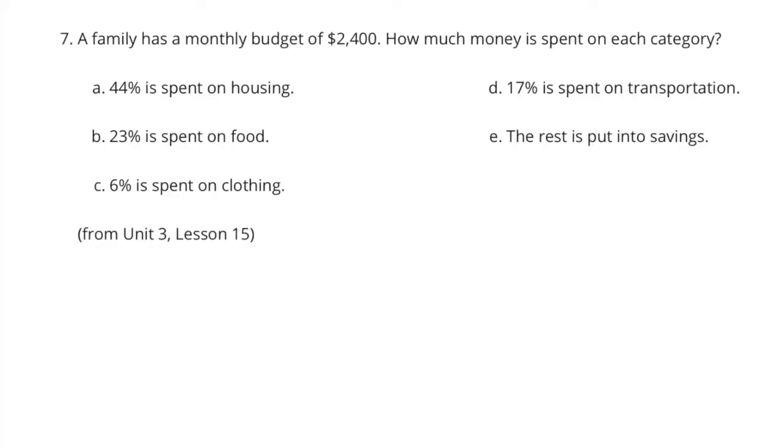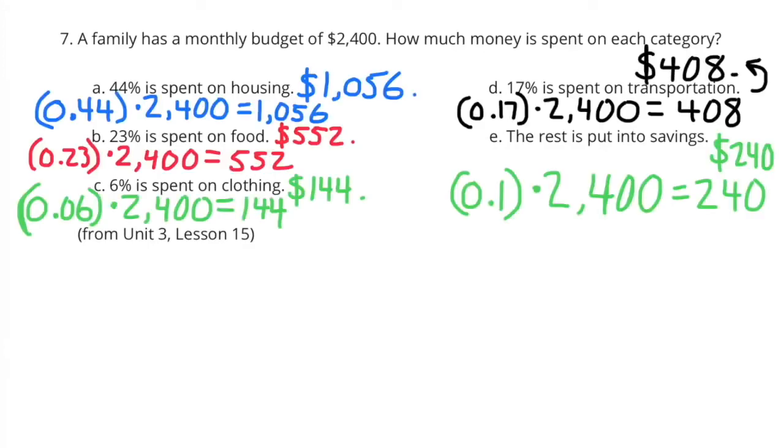Number 7. A family has a monthly budget of $2,400. How much money is spent on each category? A. 44% is spent on housing. 44 hundredths times 2,400 equals 1,056. So they would spend $1,056 on housing. B. 23% is spent on food.